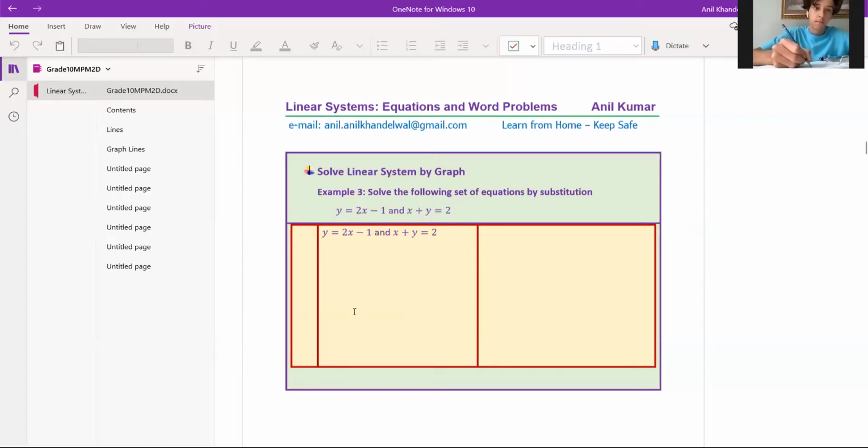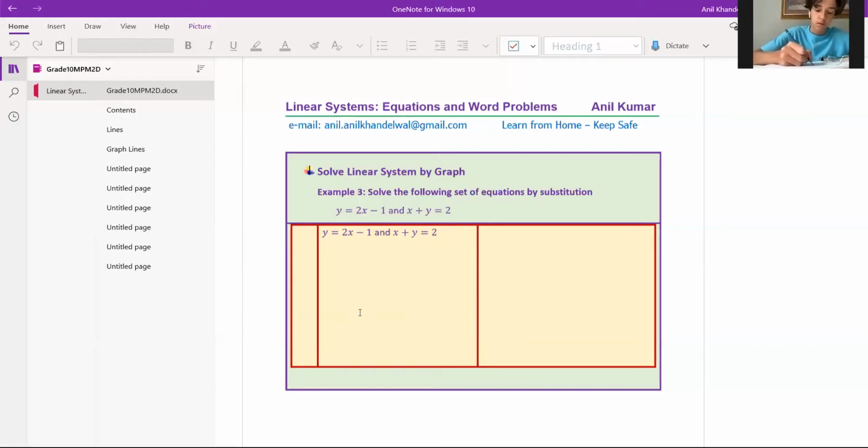So I'd like you to sketch the graph of y equals 2x minus 1 and x plus y equals 2. So when you sketch, they will intersect at one point. You can clearly see that the slopes are different, right? And you have to figure out what is this point, or what is the solution of the linear system. Is that clear to you? Yes.